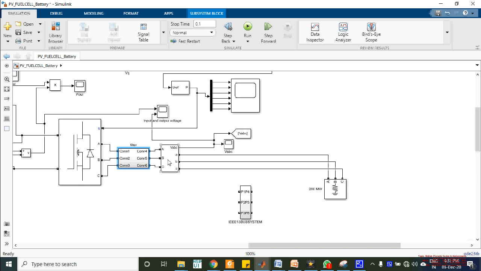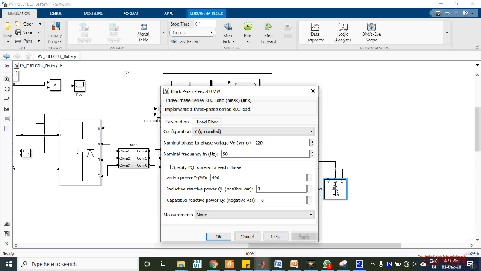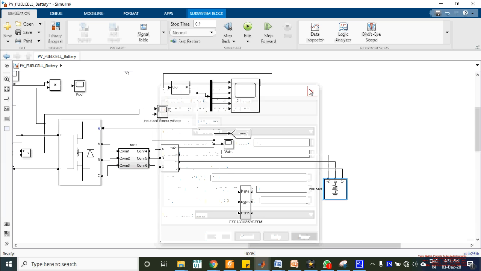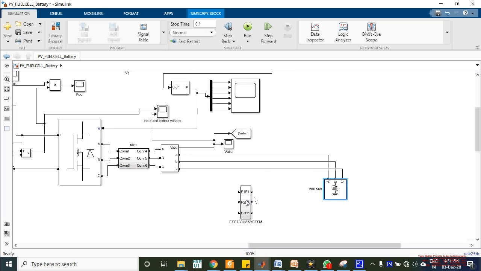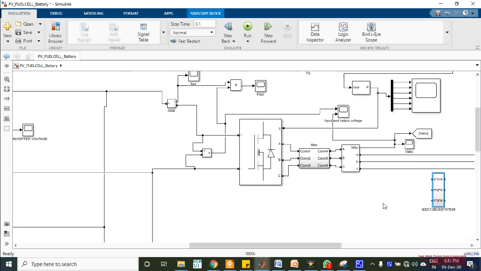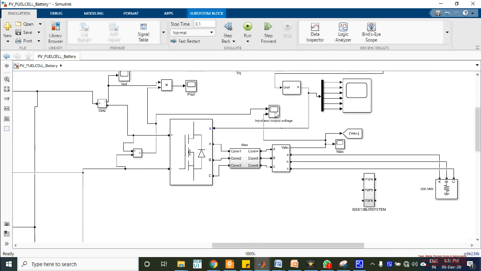This is the three-phase bus which is used to take voltage measurement and current measurement. This is a three-phase resistive load. And this is the 13 bus system. If you want to connect this entire system to the 13 bus, the result will be different. You can see the difference here. Without connecting the 13 bus system also, you can measure the output. This is the extra thing. If you want, you can use it in your project, otherwise leave it.